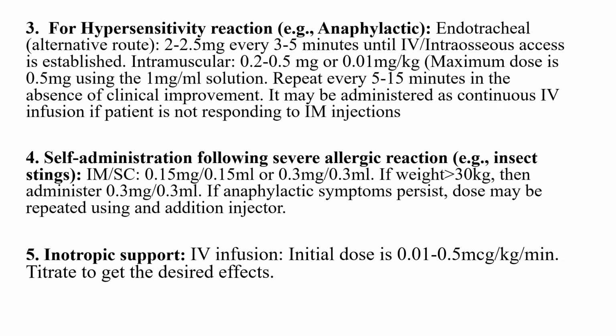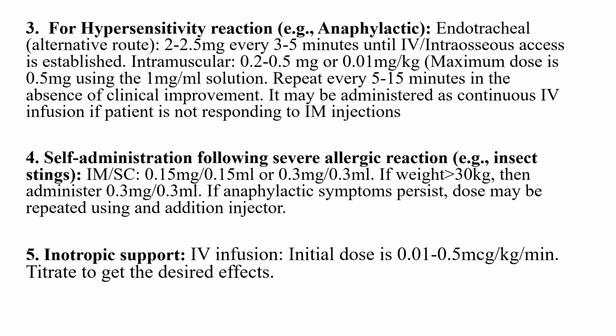That is, in case of a patient of 50 kg, we can give 0.5 mg using the 1 mg per ml solution. That is the concentration level, which is the 1:1000 solution. Then we can repeat it every 5 to 15 minutes if there is no improvement in the patient, and also we can start an IV infusion if the patient is not responding to IM injections.